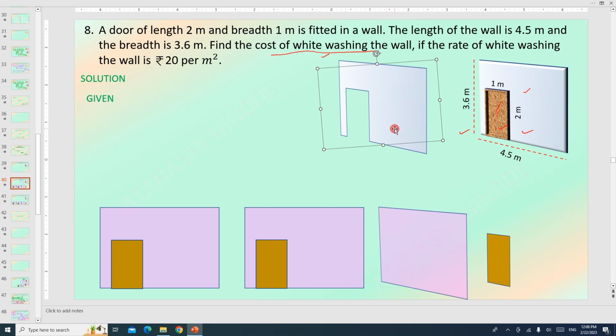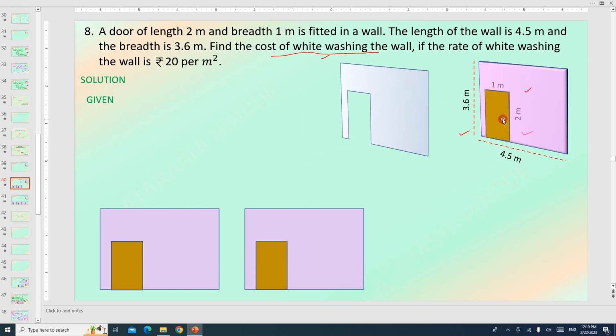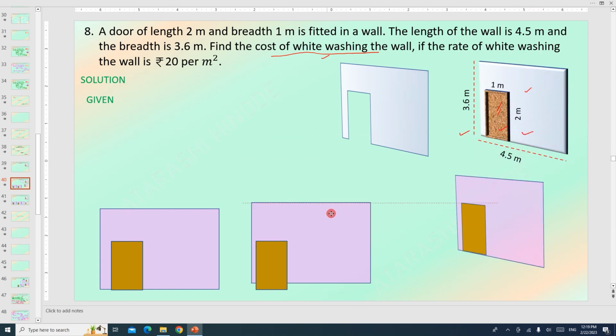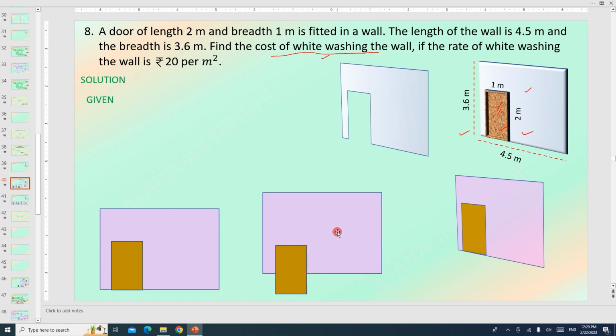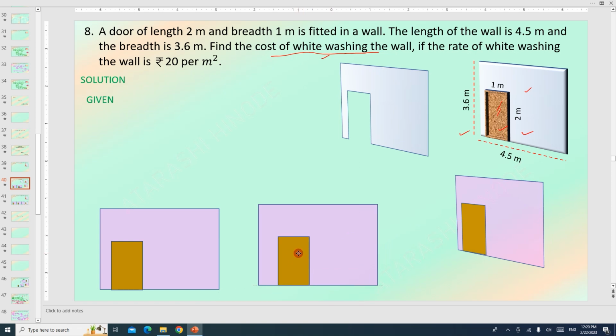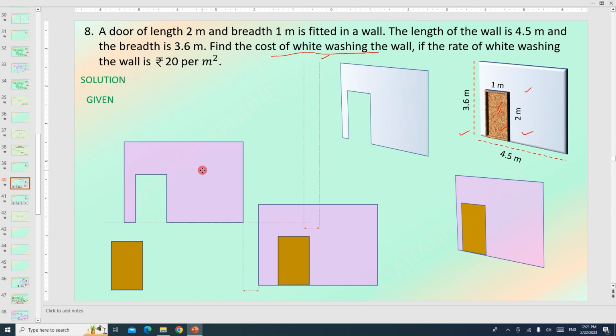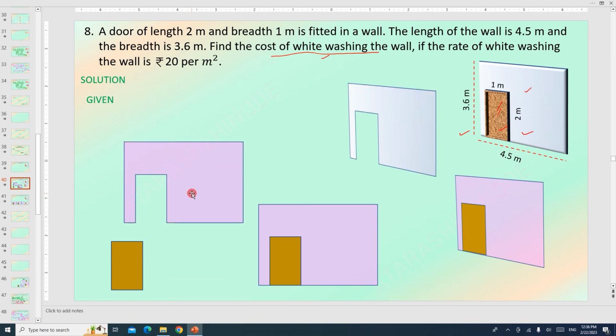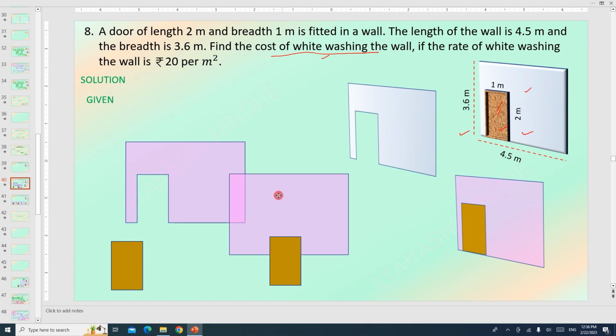What about this shape? It is not a rectangle or a square. Then how will you find the area of this shape? But we know the wall and the door both are rectangular in shape. And here we need the area of the wall excluding this door portion. That is area of this portion. But we don't know how to get the area of this shape. But we know the wall is rectangular in shape. Its dimensions are also given.